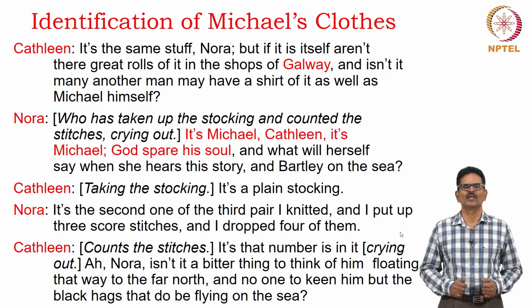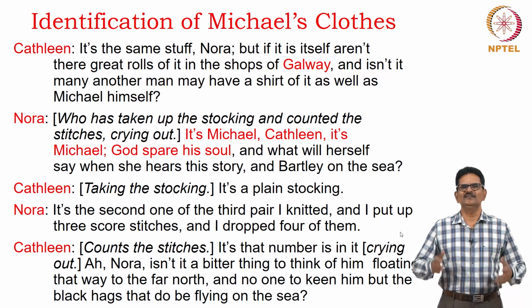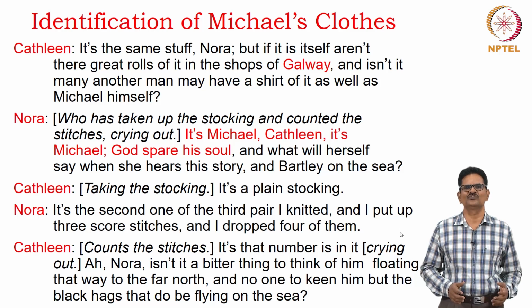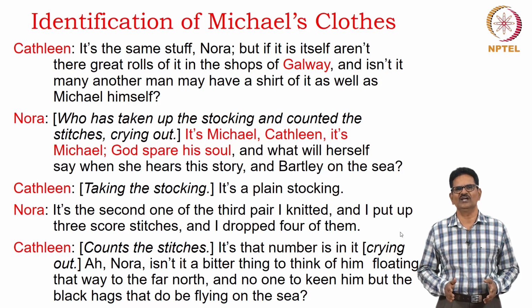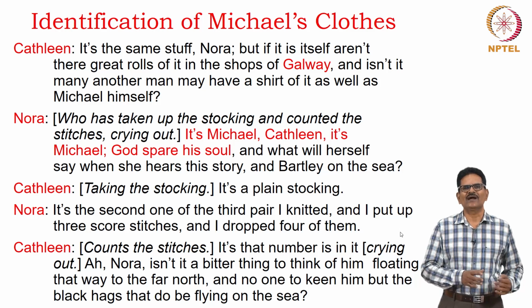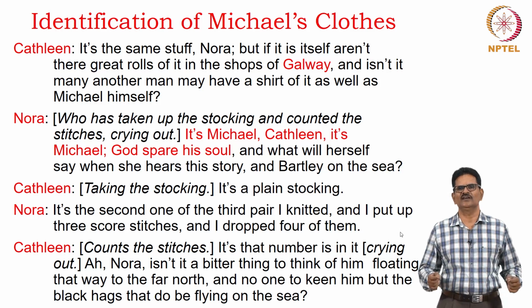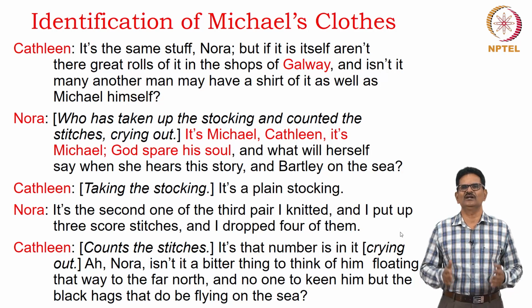Kathleen, now taking the stocking, says it's a plain stocking. Nora replies, "It is the second one of the third pair I knitted, and I put up 70 stitches and I dropped 4 of them." And now Kathleen counts the stitches and says, "Yes, it is that number, isn't it?"